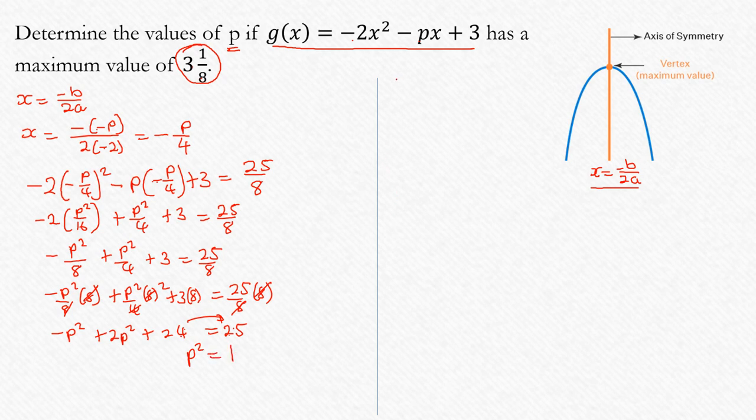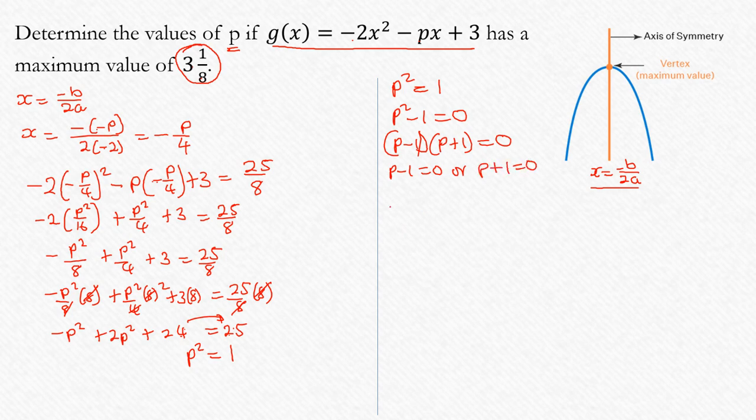So here we have p squared is equal to 1, which we can write as p squared minus 1 is equal to 0. This is a difference of two squares, so it's p minus 1 and p plus 1 is equal to 0. Then p minus 1 is equal to 0 or p plus 1 is equal to 0, but you can even skip this step. So p is equal to 1 or p is equal to negative 1. These are the possible values of p. That's what you're supposed to do there.